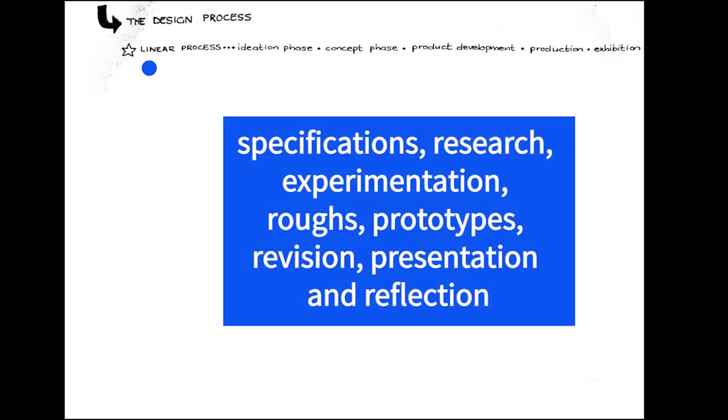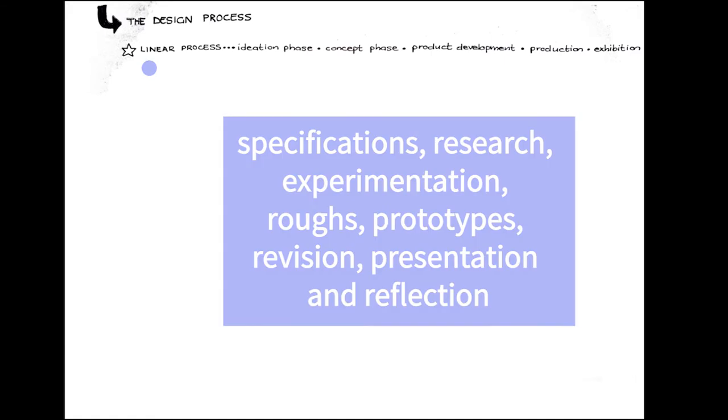At school, you work with a linear design process. This problem-solving process has a beginning and an end. The five phases in this process are ideation phase, concept phase, product development phase, production phase, and the exhibition phase. Each phase has a specific criteria where specifications, research, experimentation, roughs, prototypes, revision, presentation and reflection are covered.